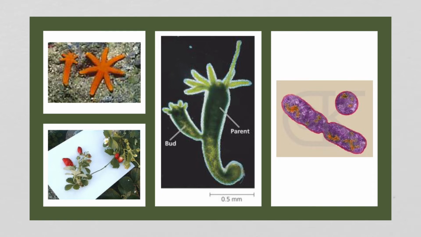And then the final one is an example of binary fission. Bacteria and lots of one-celled organisms reproduce this way. They literally divide themselves down the middle and split themselves into two.